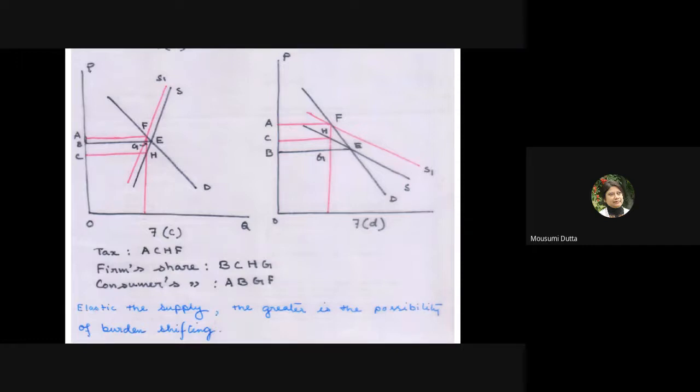Okay, so please note down, for the negatively sloped supply curve, when the equilibrium shifts from E to F, the total loss in consumer surplus is given by FABE. A part of the loss in consumer surplus, given by FACH, will be appropriated by the government in the form of tax revenue.